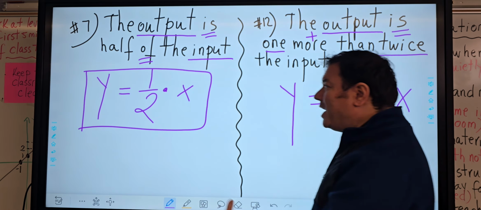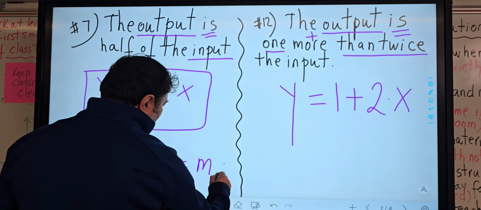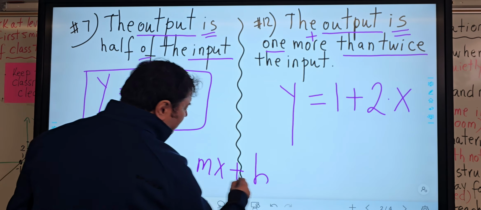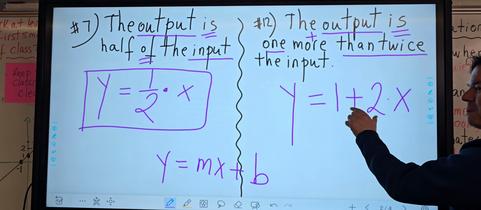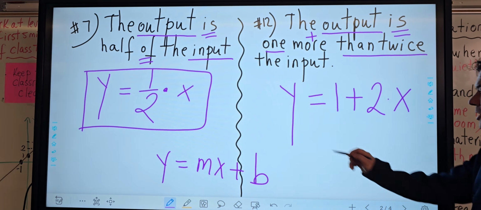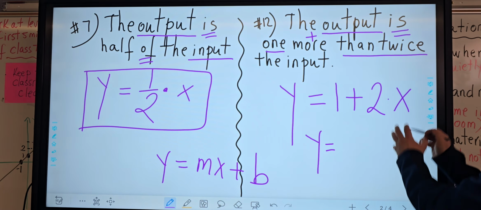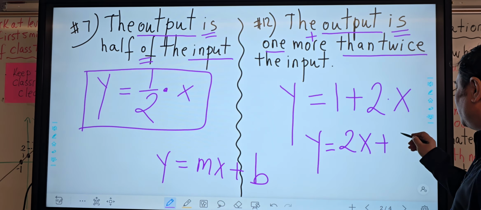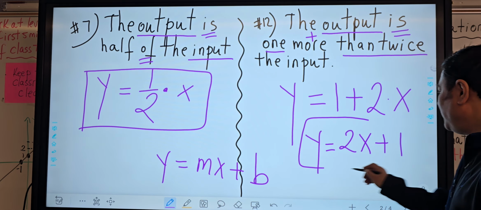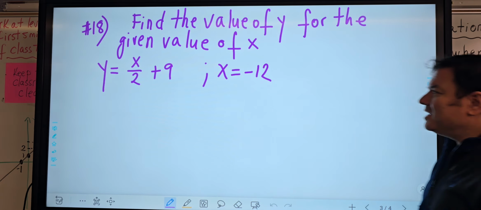And if you want to write it in the y equals mx plus b form, we can switch them around because addition is commutative. So we can rewrite the equation as y equals, we put the slope first, 2x plus 1. Okay, it is the same thing, but we have to rewrite it a little bit. Okay, let's continue to another example.